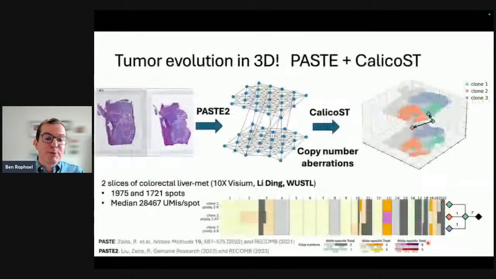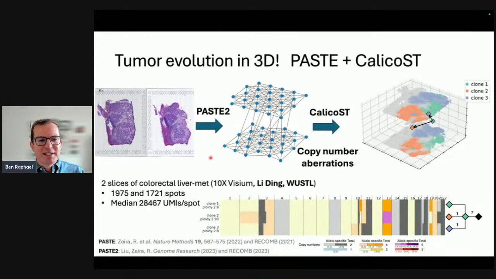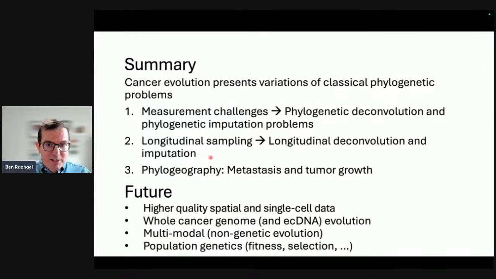We can actually do this in 3D as well, because we sometimes have these different sections. And so we're now looking a lot at tumor evolution in space using a variety of different data sets. So I'll stop here. I'll say, cancer evolution, I think is sort of fun from the algorithms and computational perspective, because there's all sorts of variations of some of the classic problems due to measurement challenges, due to this longitudinal sampling, due to the changes, the different markers that you have, copy number aberrations, as I showed you. Phylogeography, I think, is really interesting for looking at the micro scale as well as metastasis.